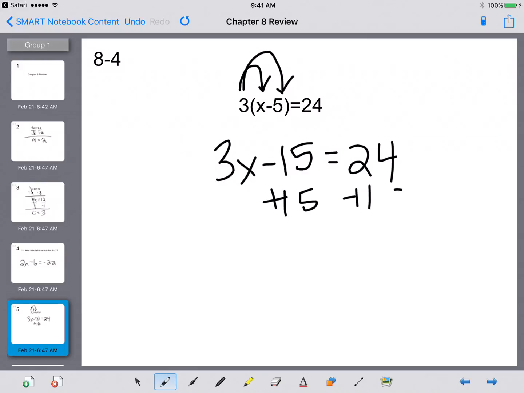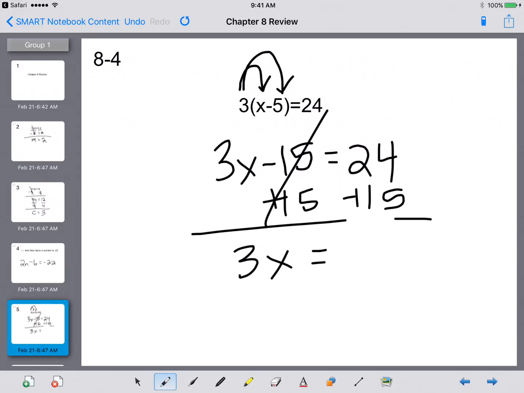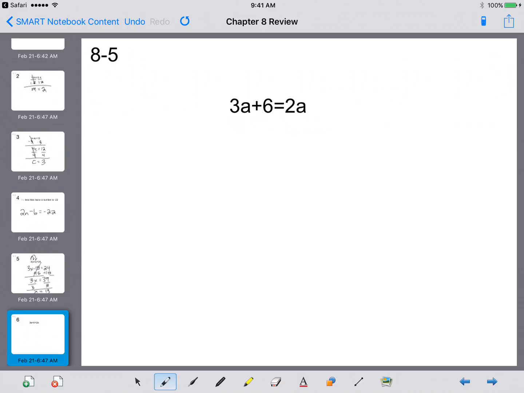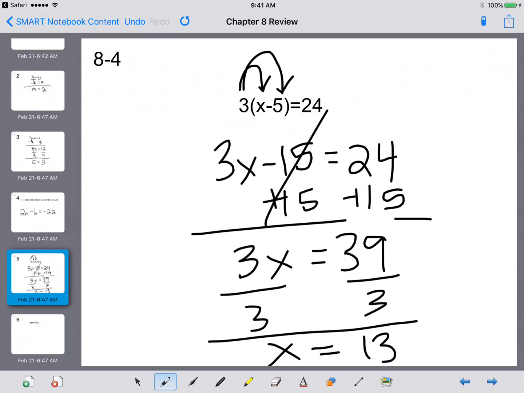What you do to one side, you do to the other. 3x stays. This cancels out. Equals 24 plus 15 is 39. Then, divide by the coefficient. Divide by 3. Divide by 3. x equals 39 divided by 3 is 13. Oh, don't forget to pause and do 8.4 on your review, sorry.